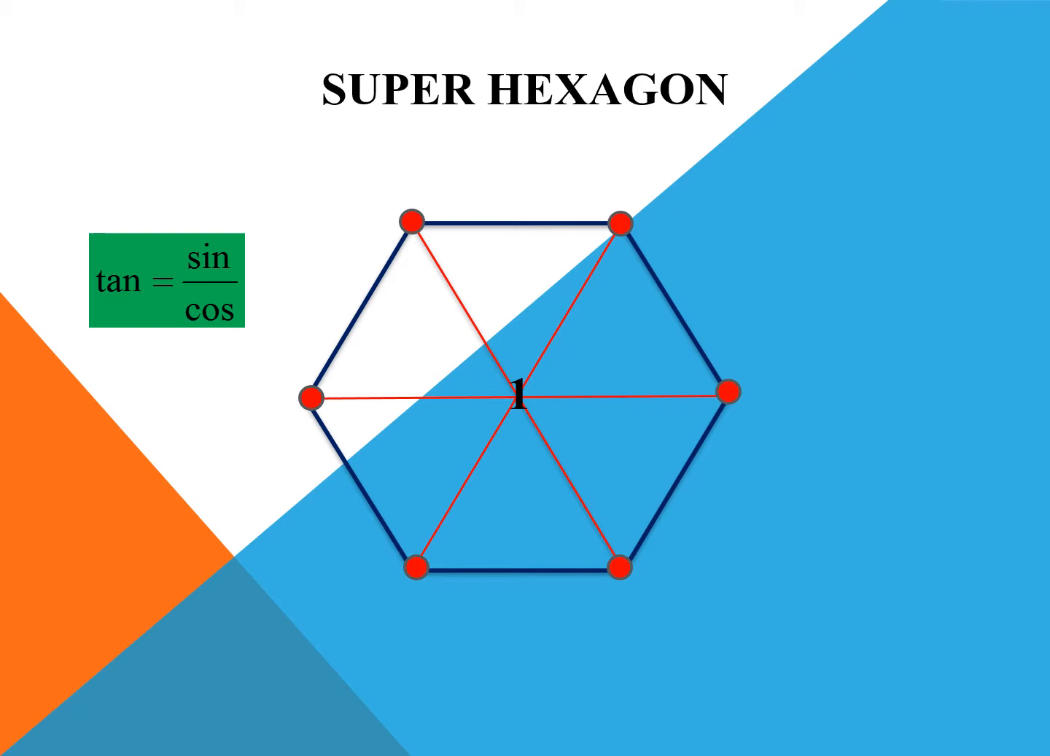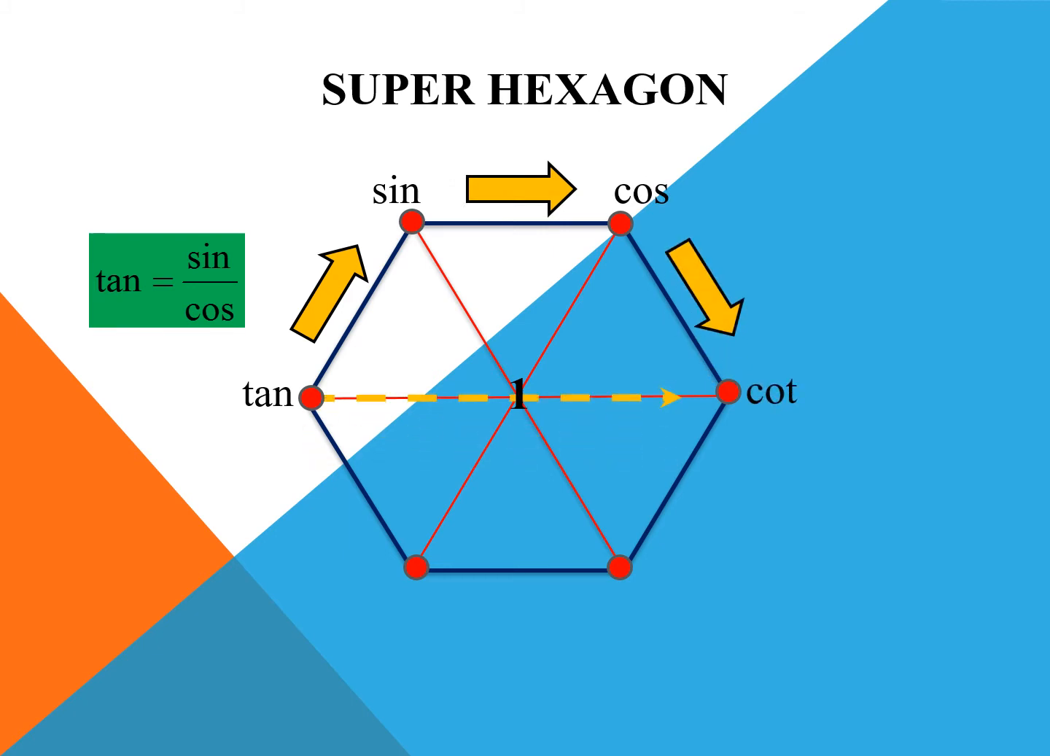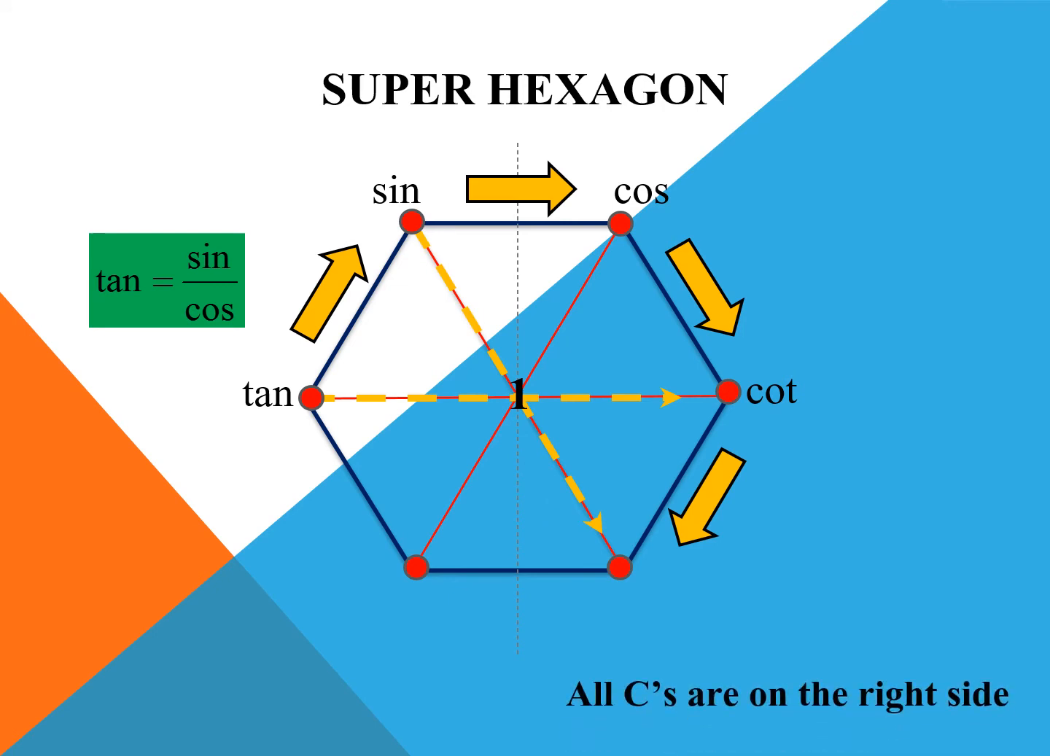Label each vertex of the hexagon with a trigonometric function in clockwise direction. Start from tangent, sine, cosine. Then the opposite of tangent is cotangent. Then what will be next? Divide the hexagon by a vertical line in the center, and remember that all on the right side are C. Then only secant is missing.